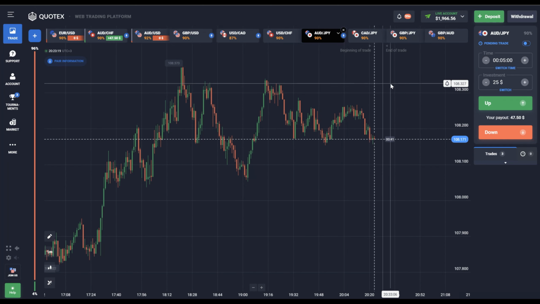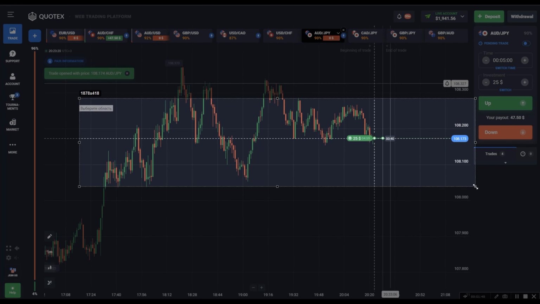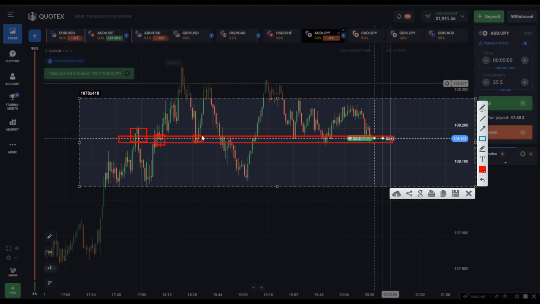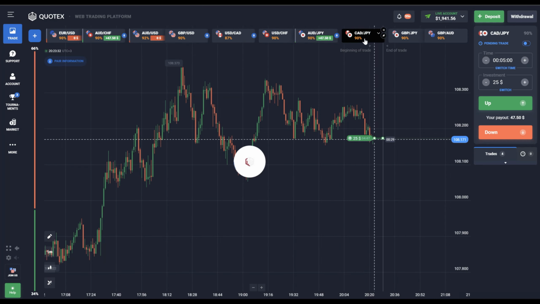Australian dollar, Japanese yen, trade to increase, support zone. This one is more interesting. Here the zone is more stable and often bounces the price back. Of course, sometimes it breaks through like any other zone, but more often the price reverses from this zone.